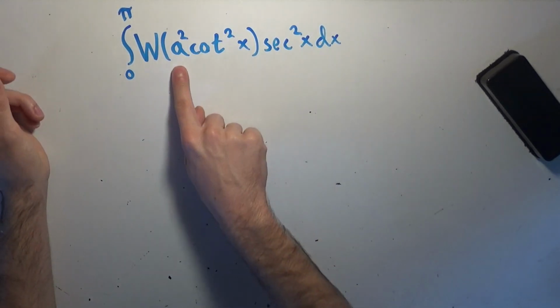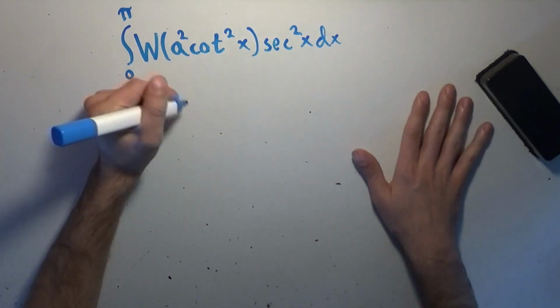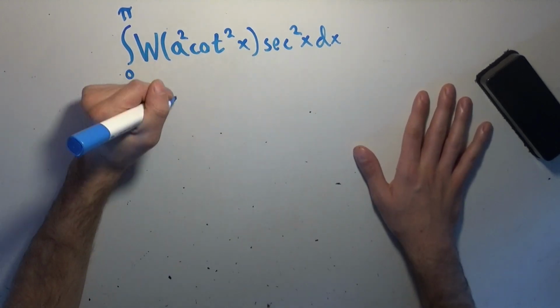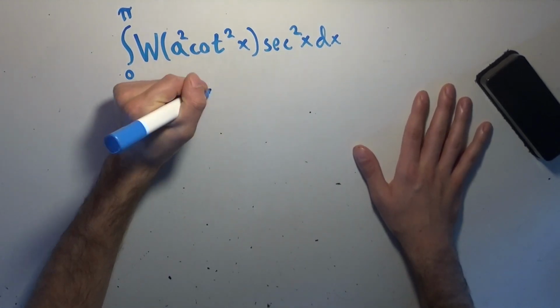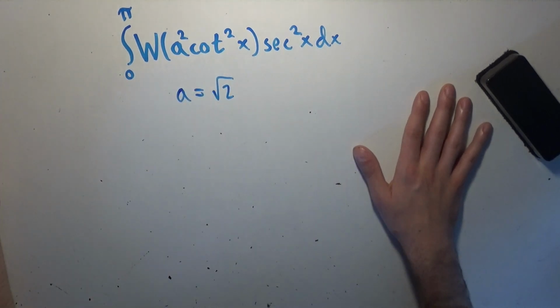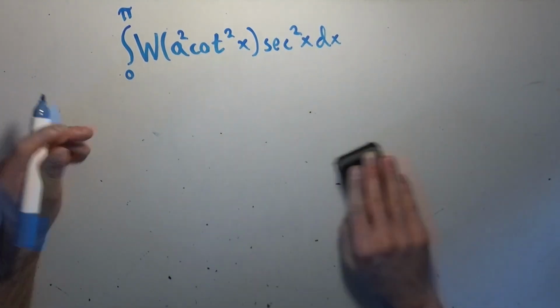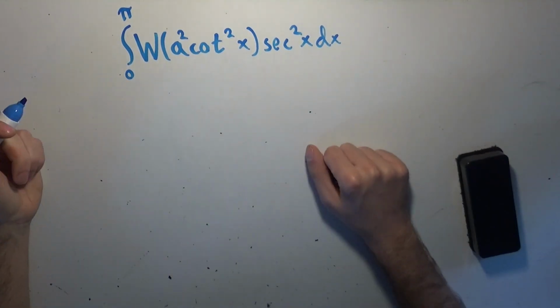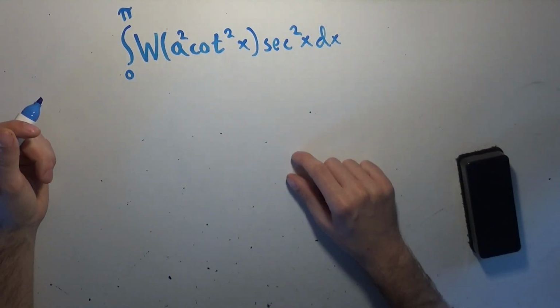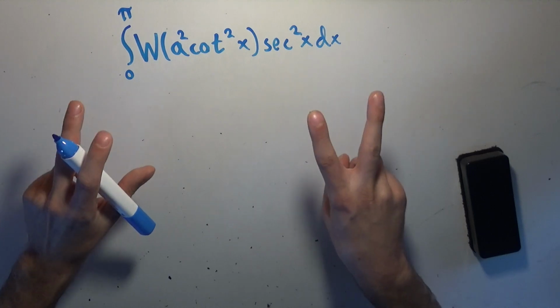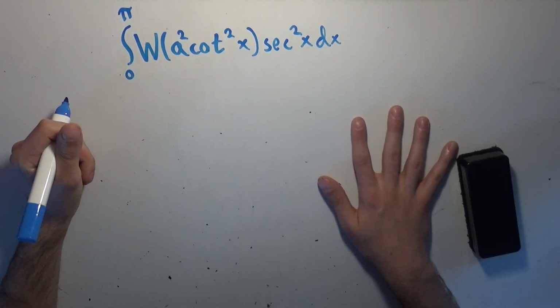And on the Wikipedia page, a squared is 2, so for the specific integral that's on Wikipedia, it's actually with a equals the square root of 2. And so I'll be solving this in general, and it will actually turn out to be of the form that we evaluated in the Wacky Calc Friday video that I uploaded after a long time.